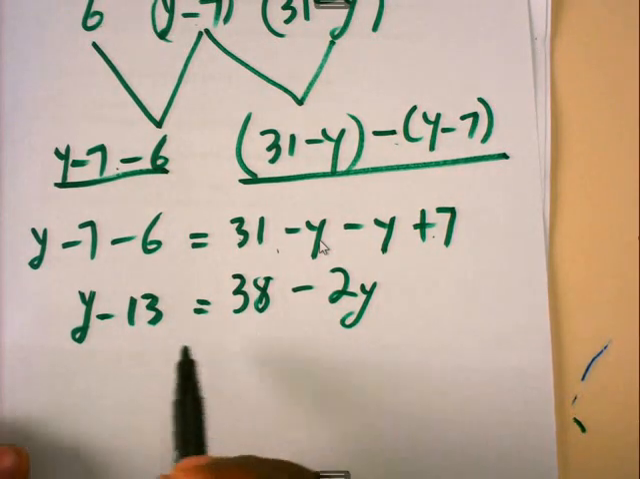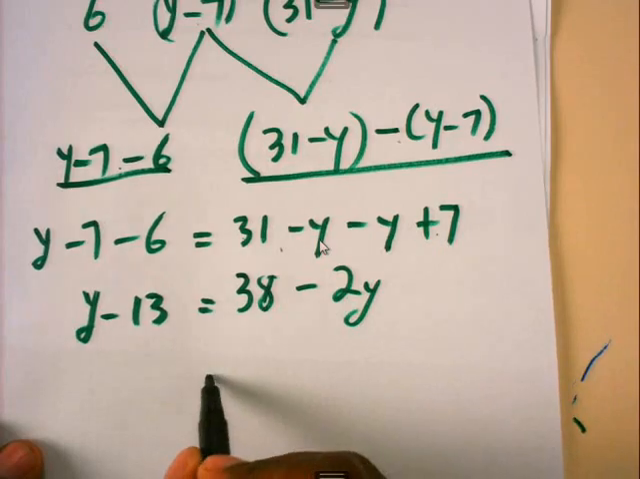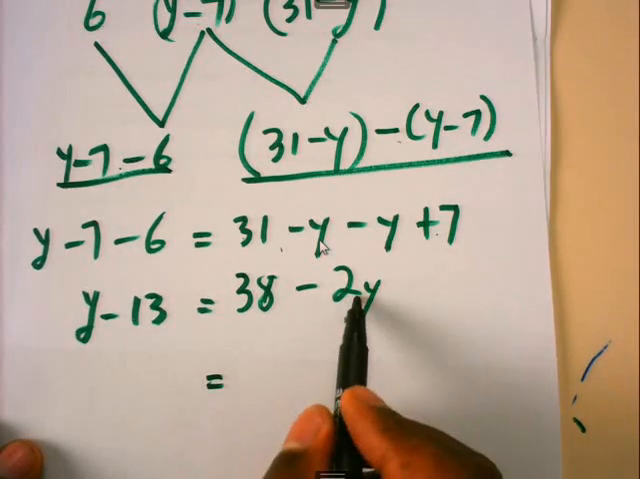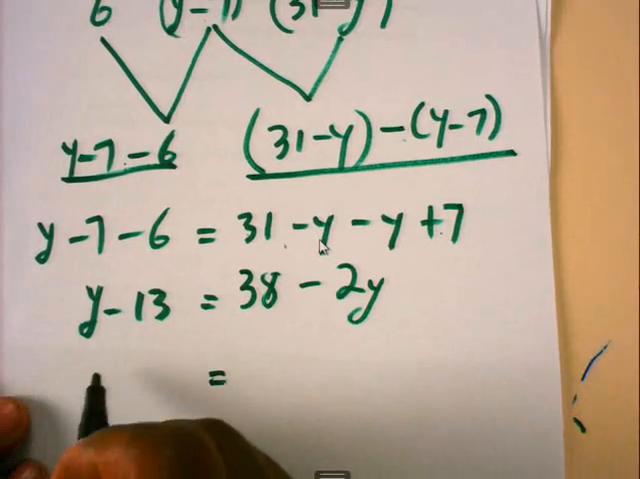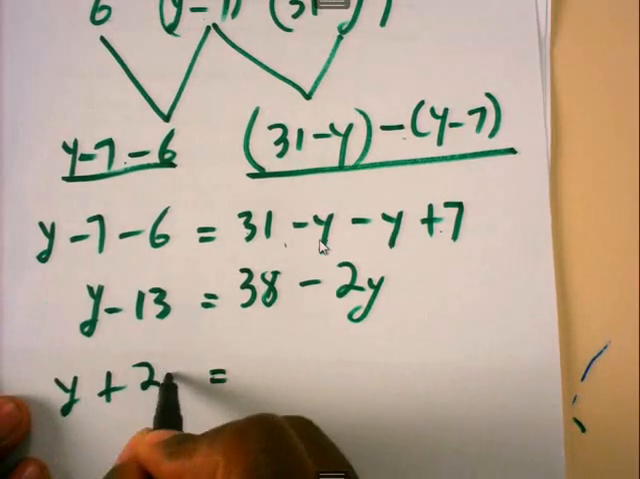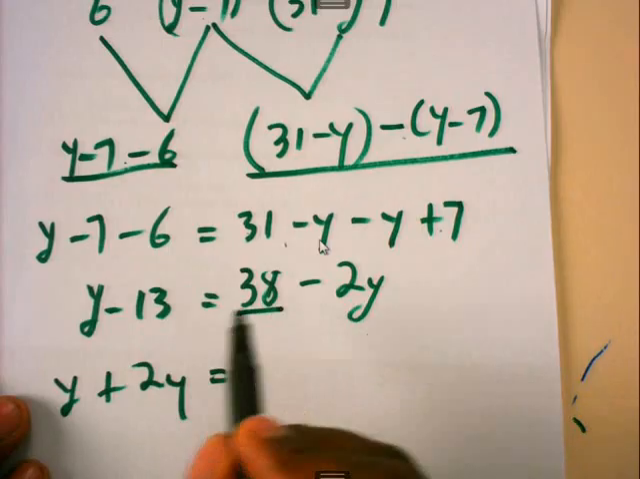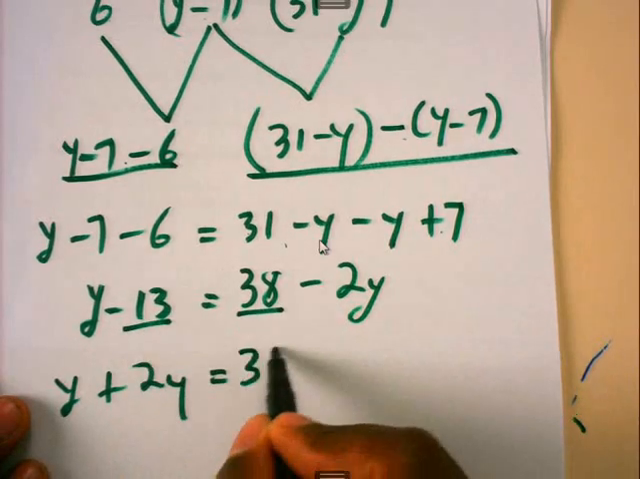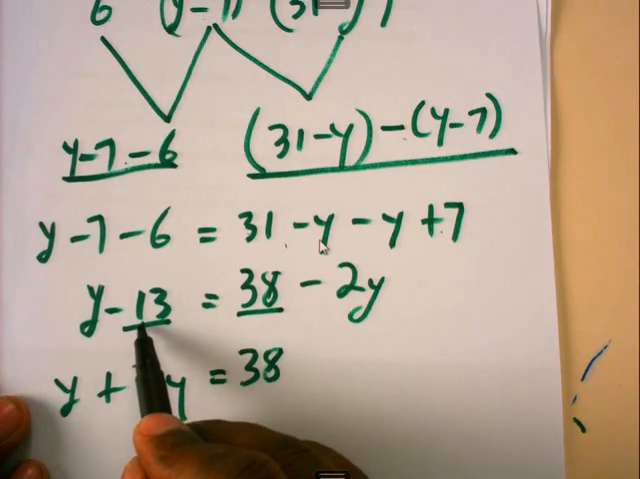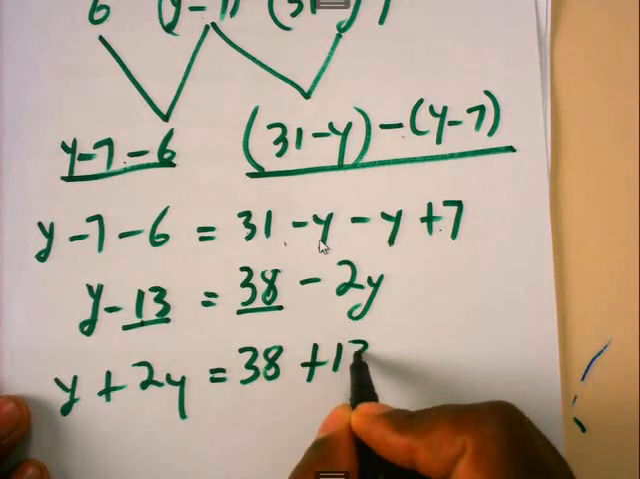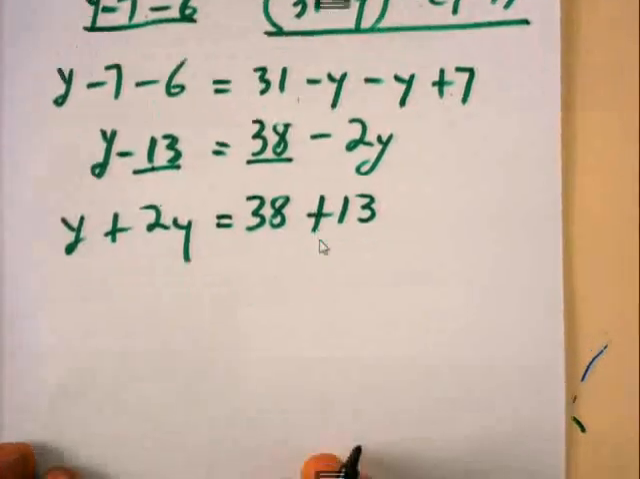38 minus 2y. Now let's group the like terms. Transpose minus 2y to the left. Now it becomes plus 2y. You've got y plus 2y. On the 38 side, you've got minus 13. Transpose it to the right. Plus 13. Let's add the like terms.